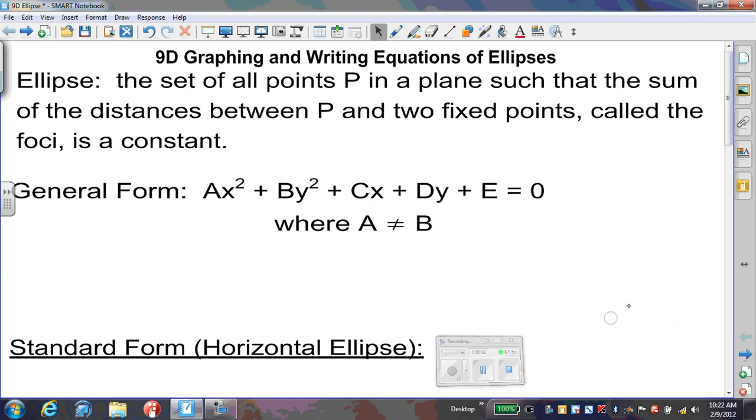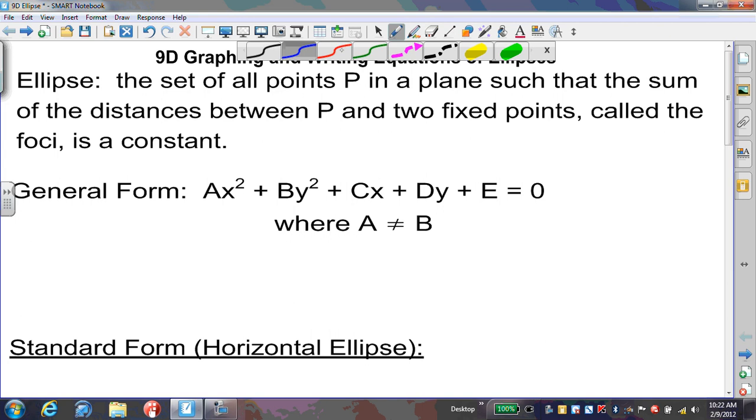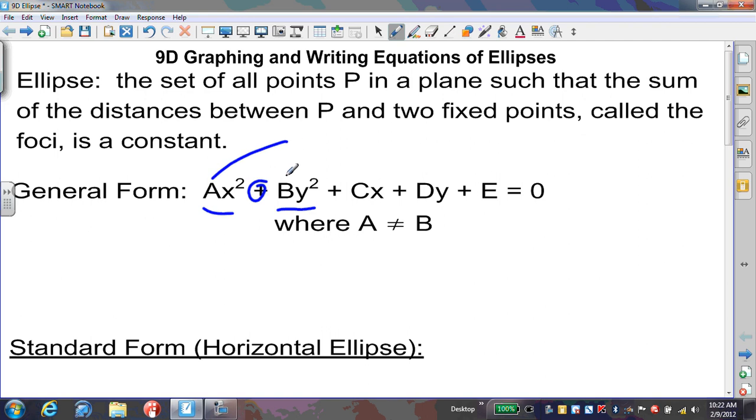This lesson is on ellipses, and the key thing I want to point out is how we recognize an ellipse: we have both an x squared term and a y squared term. Now notice we have a and b, and those are the coefficients, and those have to be different. That's the key. If they were the same, then it would be a circle. But because they're different, we have an elongated circle, and we see that stretching.